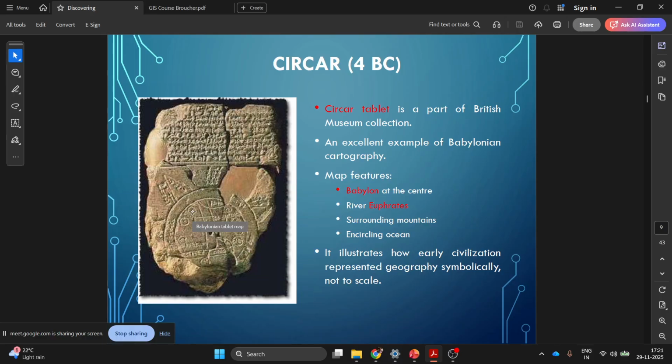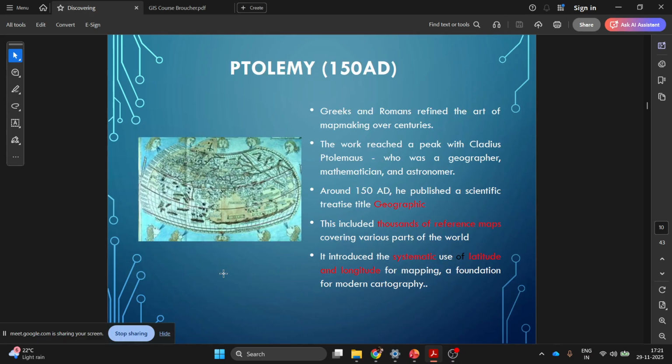But the major problem of these maps is that we did not have the technologies to make them to a wanted scale, so we cannot measure distances and other things, right? That is a major disadvantage of this map, as these maps are not to scale. That is called the Sirkar map.